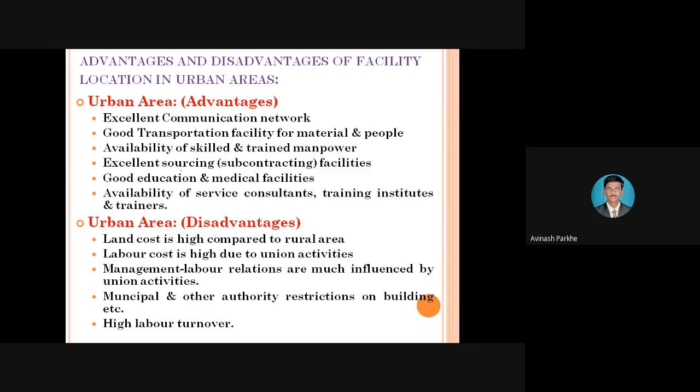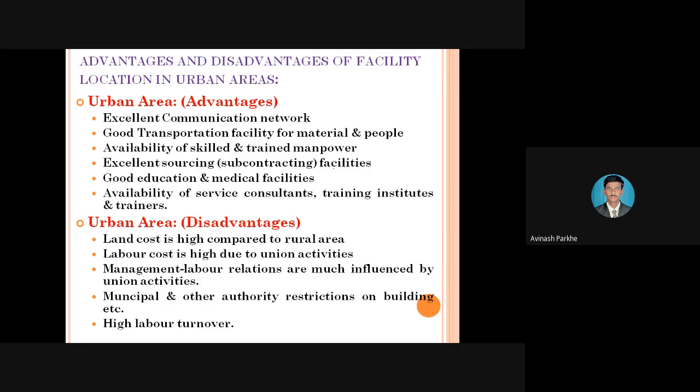Then, excellent sourcing or subcontracting facilities. Sometimes we give a contract to a third party. We have to manufacture one product; some parts of that product we manufacture in our industry, and some we give to the third party. The third person manufactures that part and supplies it back, and at the end we do the assembly. In such conditions, excellent sourcing and subcontracting facilities are available.